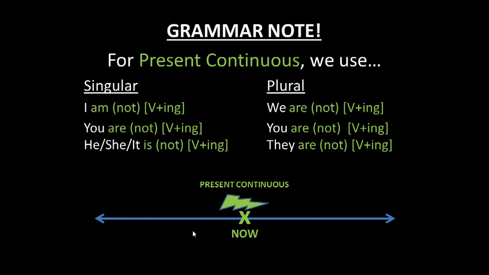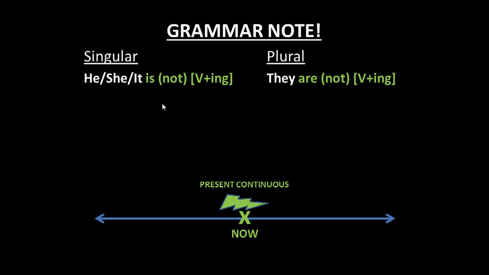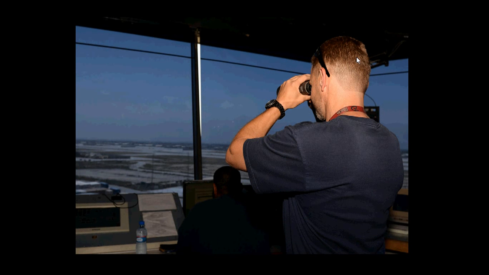For the present continuous tense, we use the following forms. We have verb to be and ing. So in the photos, we likely only use the third person. He is doing something, she is not doing something, they are not doing something, etc. Let's look at some examples. First of all, what's this man doing?